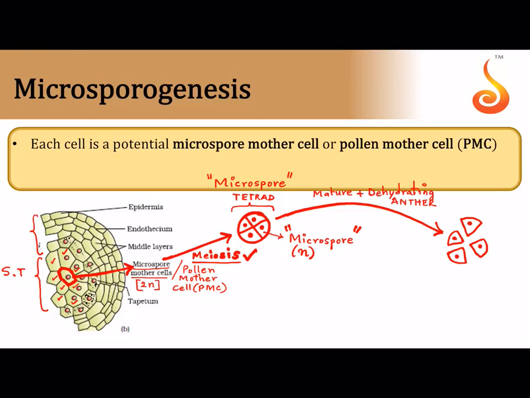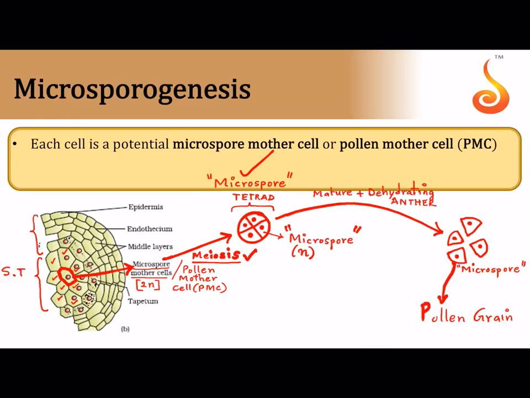So what have they become now? They have become free microspores. Here they were a microspore tetrad, but once the anther starts maturing, they start getting separated from one another. And what will happen to each one of them? Each one of them will mature into a pollen grain. Did you understand? So each of these microspores will further undergo maturation, that is, will divide by mitosis. We'll come to that later, and they will give rise to a pollen grain.